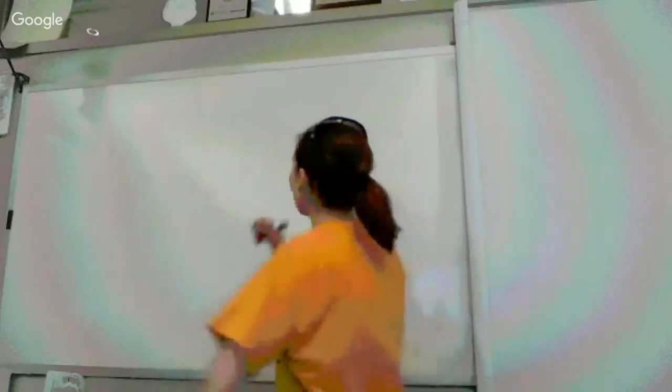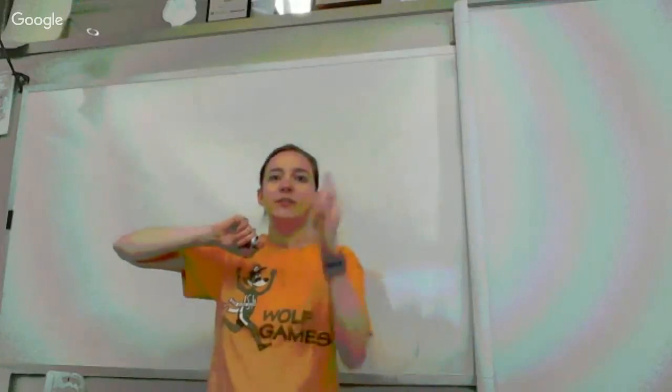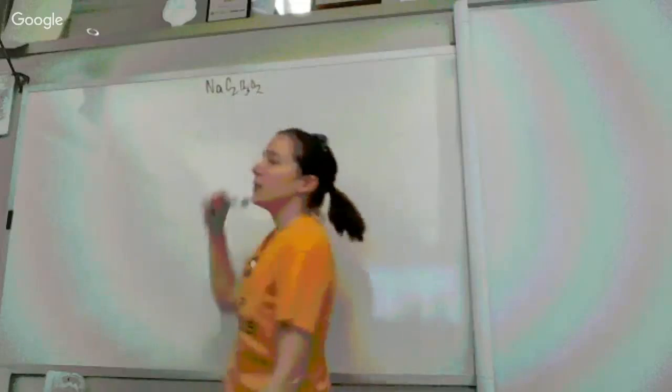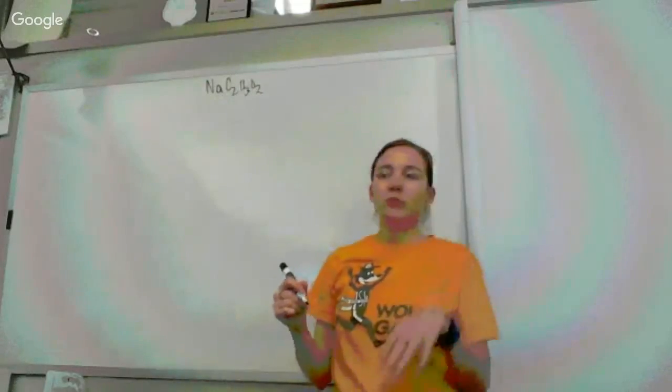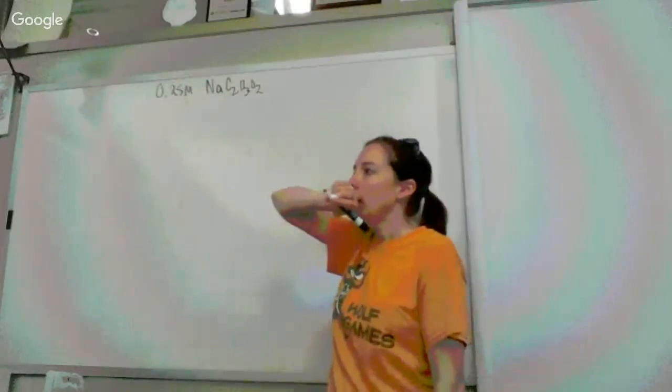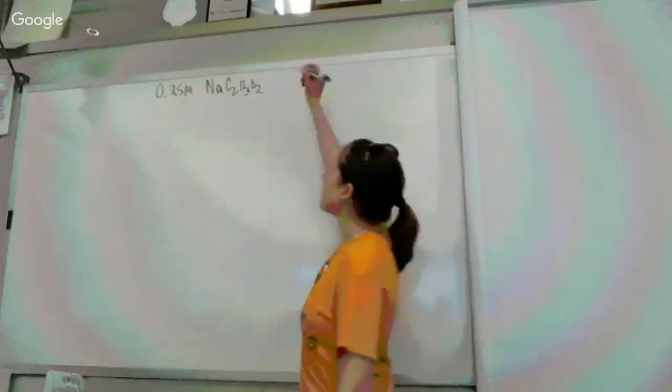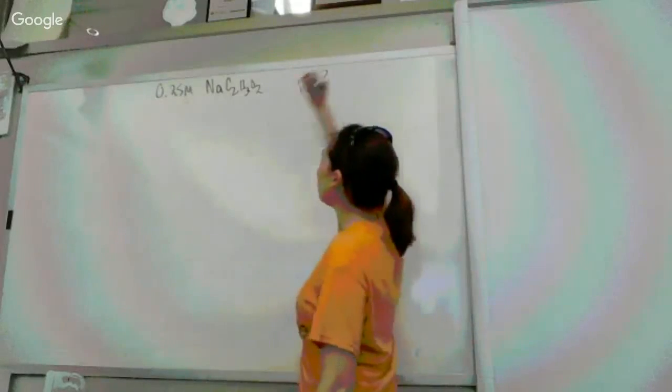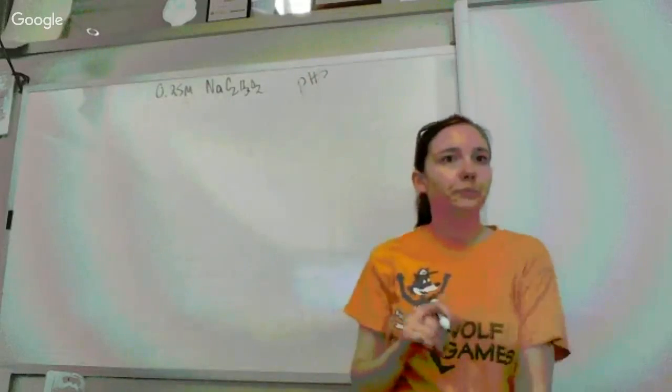KSP. Okay, sorry. I forgot what I was doing. No, that's not what I'm doing. I'm calculating a salt solution. So I need to give you a salt solution. Let's say it's sodium acetate because I was using acetic acid earlier. So I have a solution of sodium acetate. Let's say it's a 0.25 molar solution of sodium acetate. And let's say we want to know the pH of that solution.